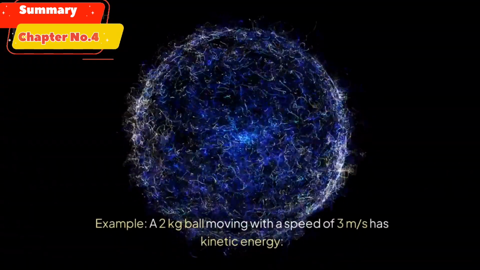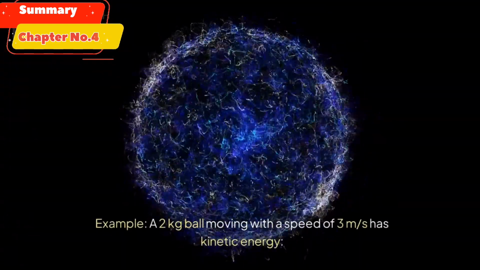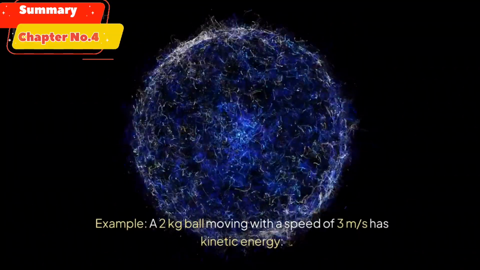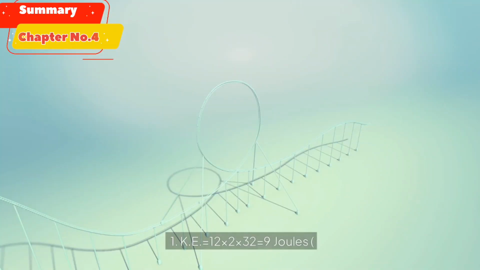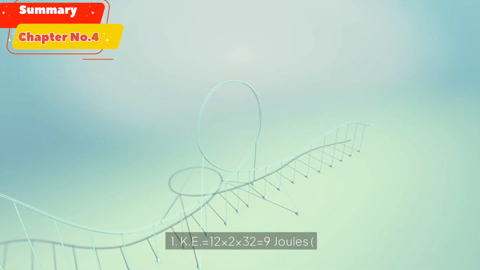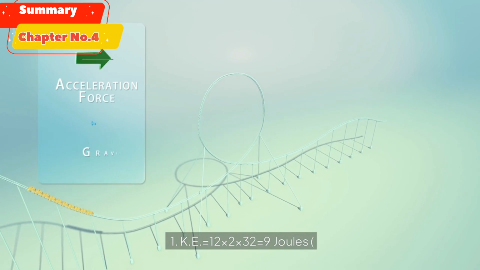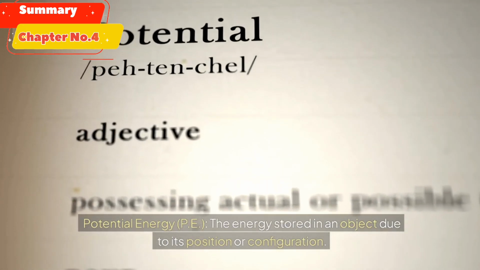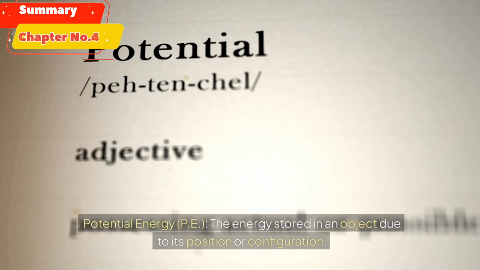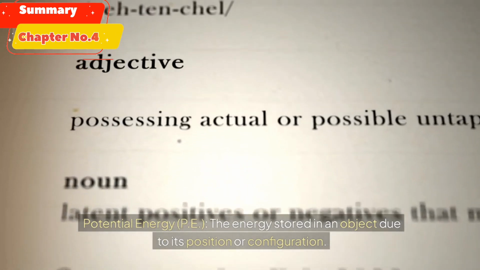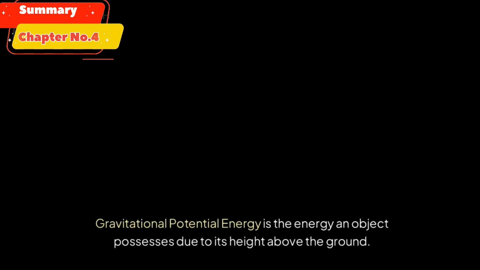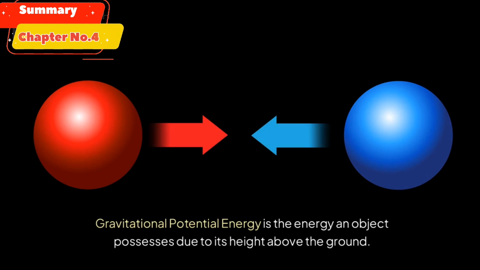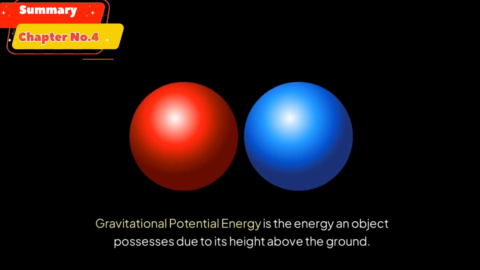Example, a 2 kilogram ball moving with a speed of 3 meters per second has kinetic energy KE equals 1/2 times 2 times 3 squared equals 9 joules. Potential energy, PE, the energy stored in an object due to its position or configuration. Gravitational potential energy is the energy an object possesses due to its height above the ground.